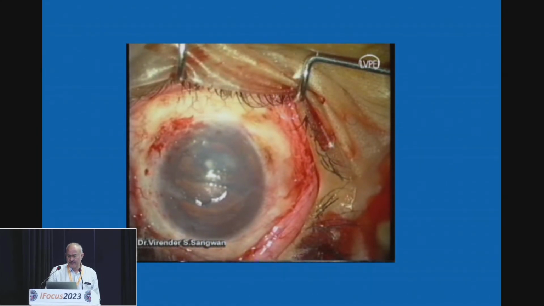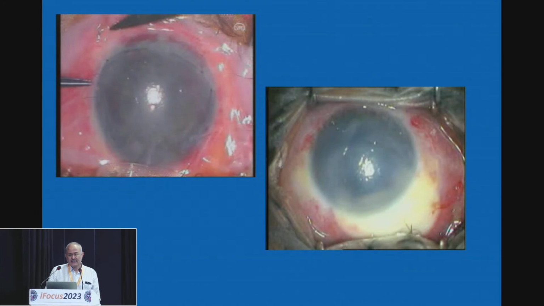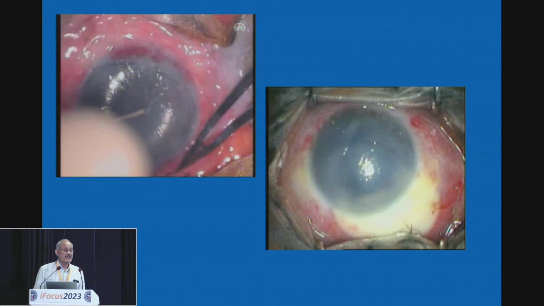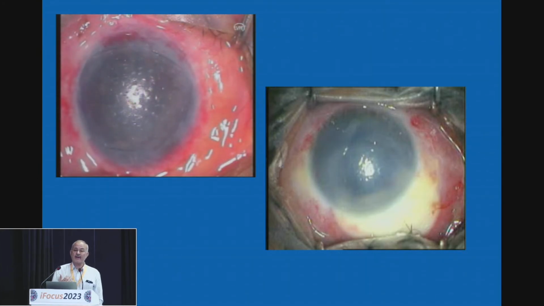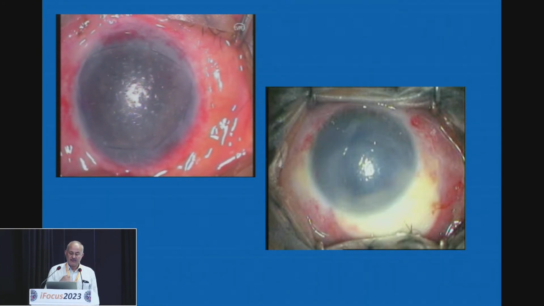This is how you do the amniotic membrane, and these are examples of using amniotic membrane. I use it in bullous keratopathy. If I am doing an ASP, anterior stromal puncture, I combine it with the amniotic membrane: remove all the loose epithelium, then put the membrane, and through the membrane I do ASP.